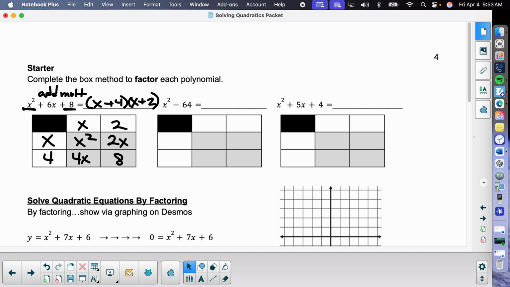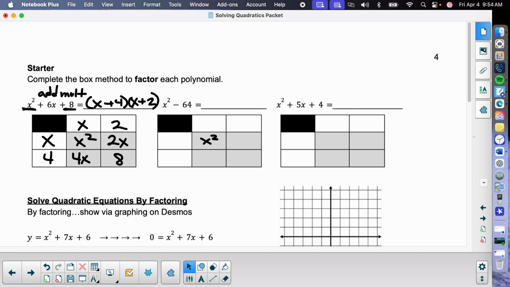Who did I call? Daniel, I called on you last. Choose the next person. Caleb. Help me start x squared minus 64. Put the x squared in the top left. Perfect.